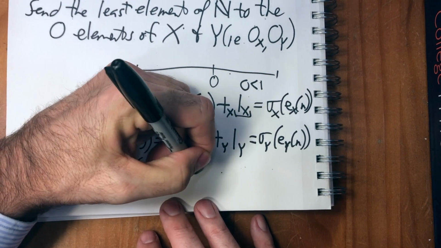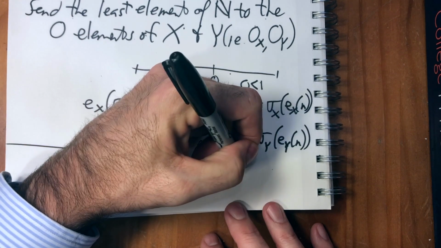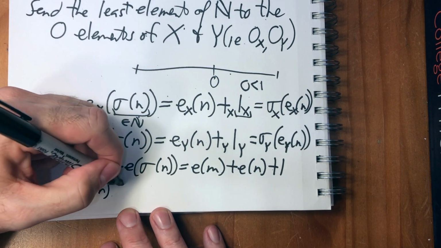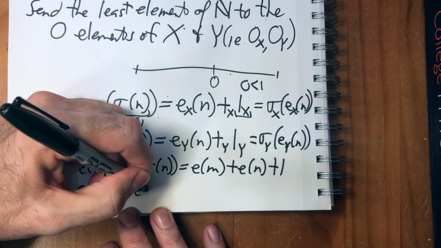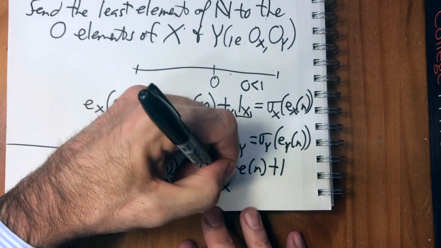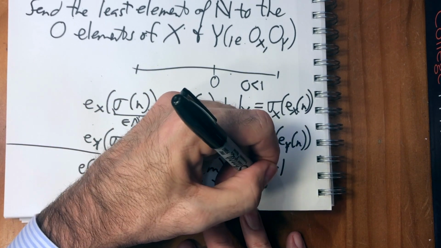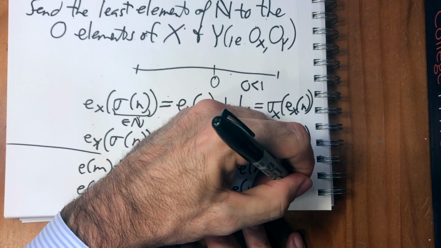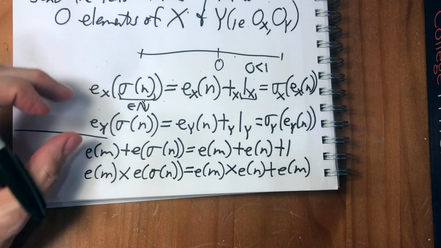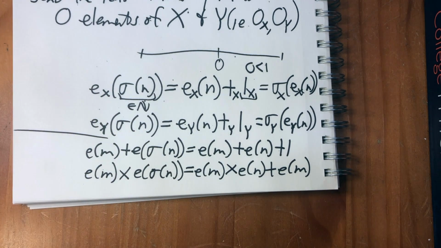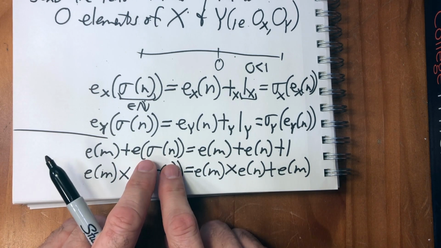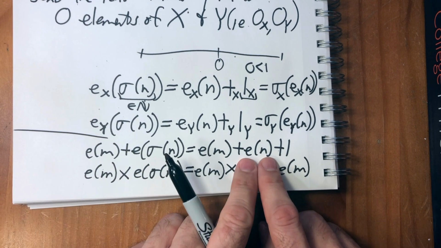that equals e to the m plus e to the n plus 1, and e to the m times e to the successor of n equals e to the m times e to the n plus e to the m. So these aren't axioms, they're just obvious from what we just did above. What we're saying here is simply, the first one says that e to the successor function of m equals e to the n plus 1, right?